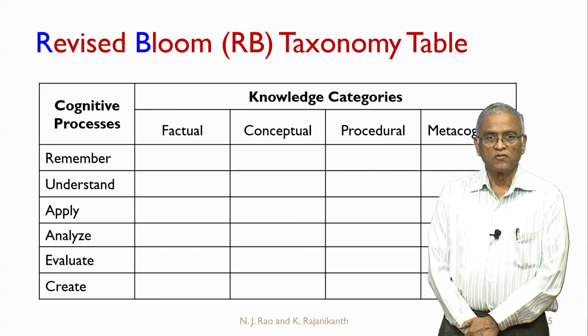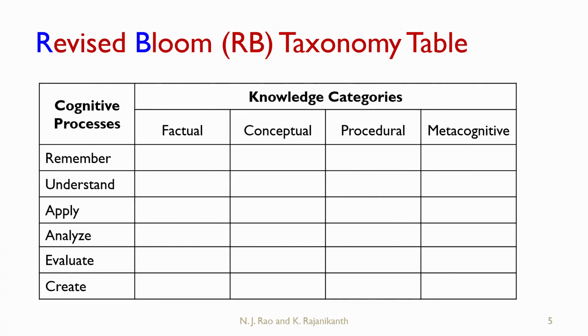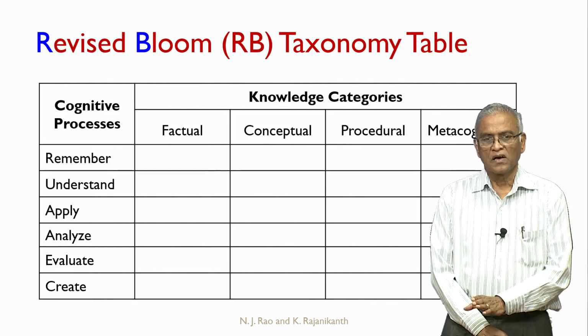This is how the table would look. The rows are cognitive processes and columns are knowledge categories. So, you have a 6 by 4 kind of matrix. So, you have 24 cells there and each cell represents a certain combination of cognitive process and knowledge category.